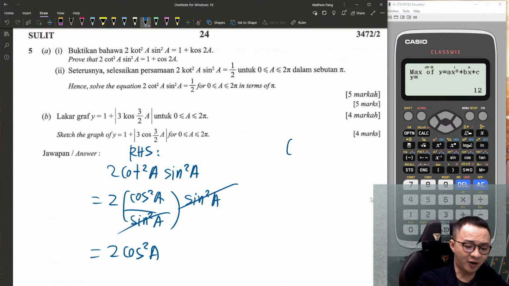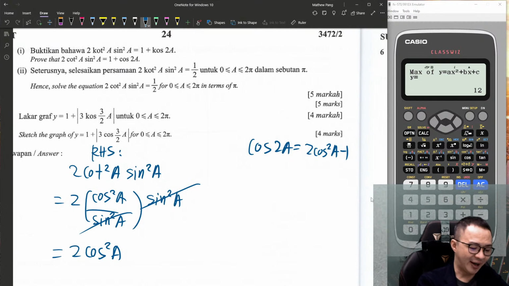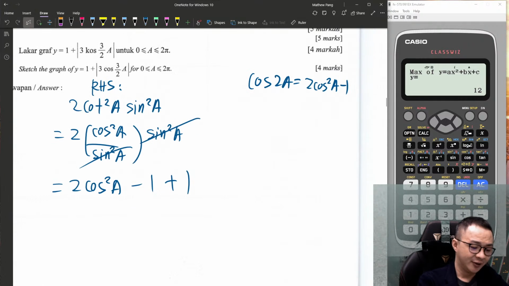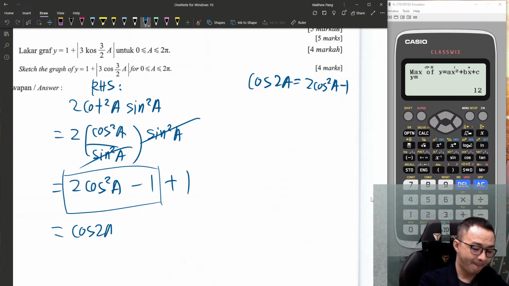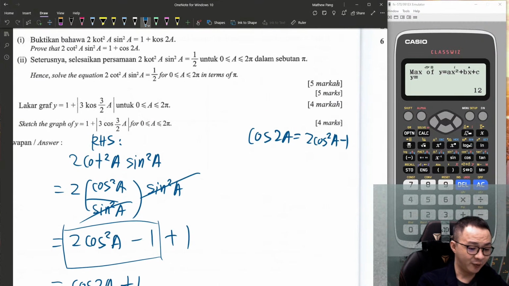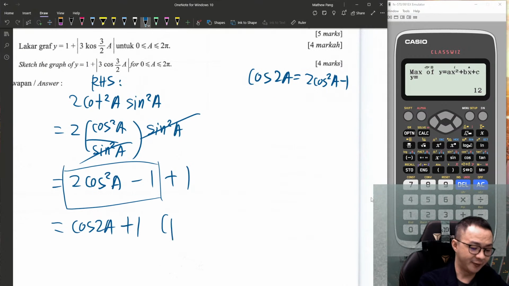Okay, I want to get cos 2A. Cos 2A, one of the formulas is 2 cos squared A minus 1, right? But the problem right now, I don't have minus 1 here. So I can add minus 1 plus 1 by myself. So this one will actually give me cos 2A plus 1. And is that the thing they want? 1 plus cos 2A. Yes, proven.